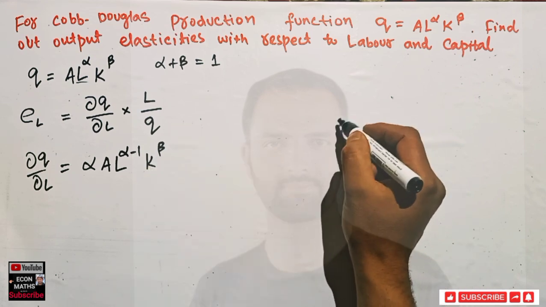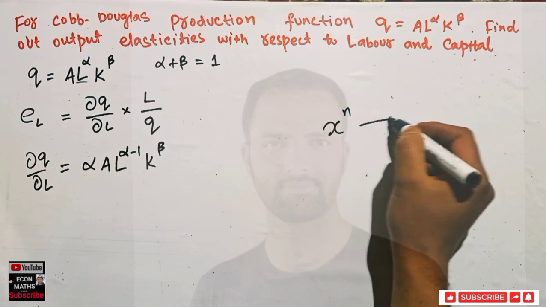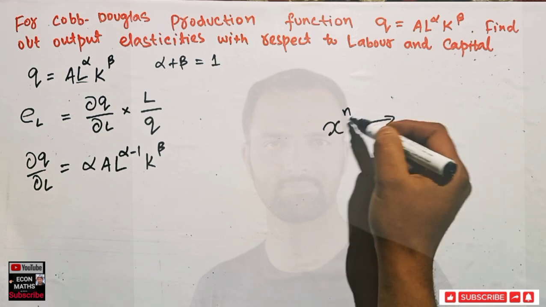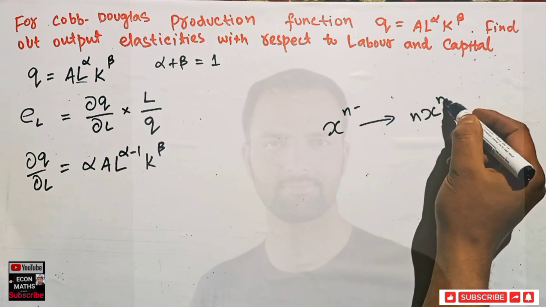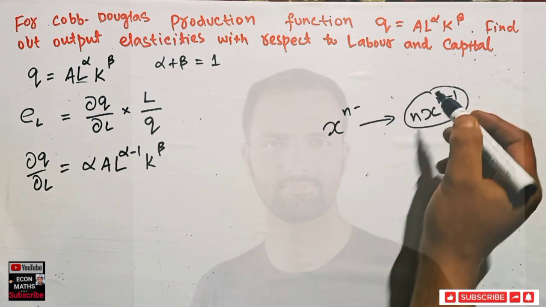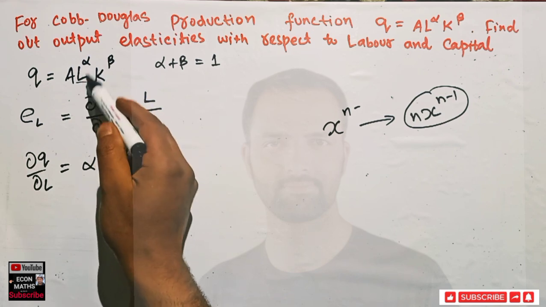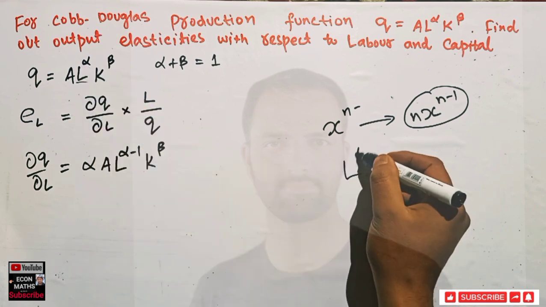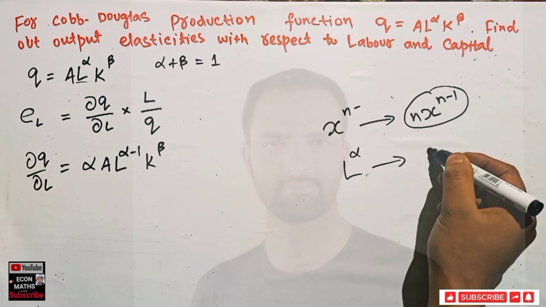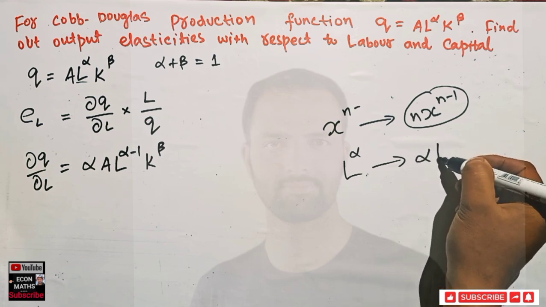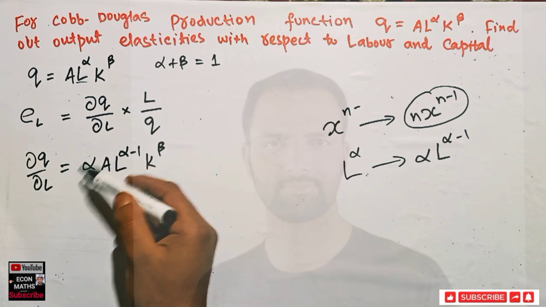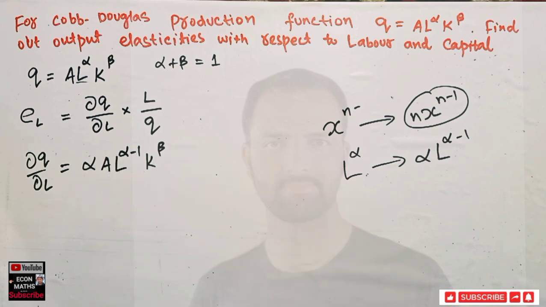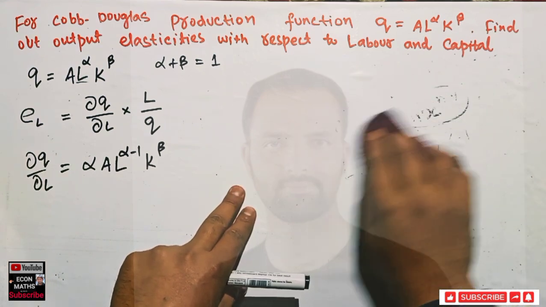If we have to find the derivative of x to the power n, its derivative is simply that n becomes the coefficient, and n is subtracted by 1. Since we are partially differentiating with respect to L, here we have L to the power alpha, its derivative is simply alpha becomes the coefficient, we have L to the power alpha minus 1. Okay, and we have done the partial derivatives assuming A and K are constants here. So this was about the power function rule.